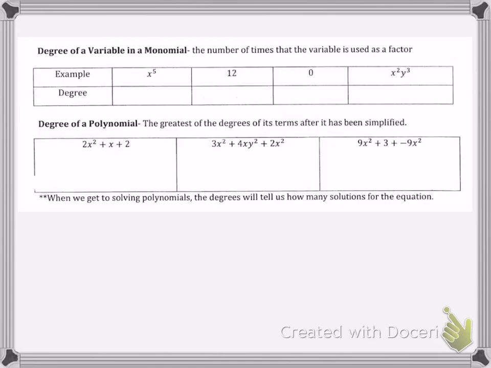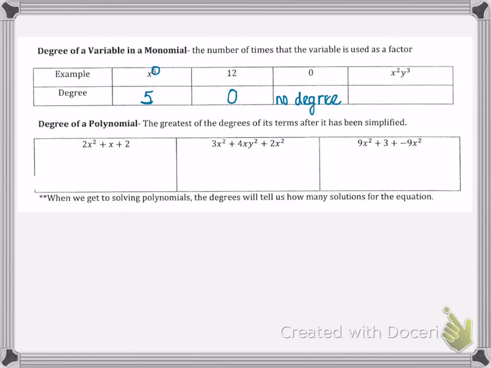We're also going to study something called the degree of a variable in a monomial. And basically the degree is the number of times that the variable is used as a factor. So diving into some examples, x to the fifth has a degree of 5. It matches the exponent there. 12, or any constant, has a degree of 0. 0 is special though. It has no degree. And you don't want to confuse that with 0. It does not equal 0. You actually say the phrase no degree. It's like when we talked about no slope and 0 slope that are two different things.